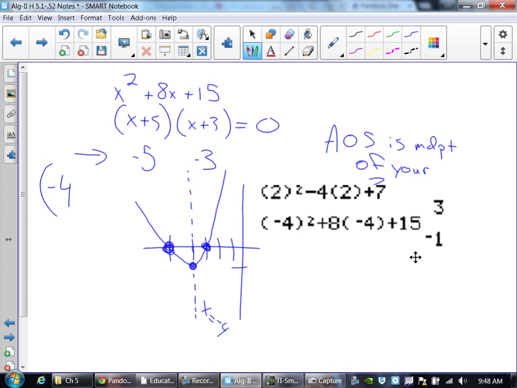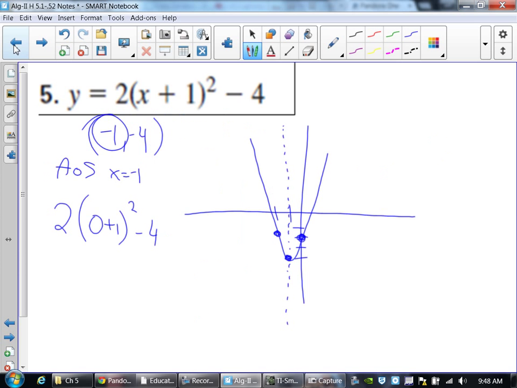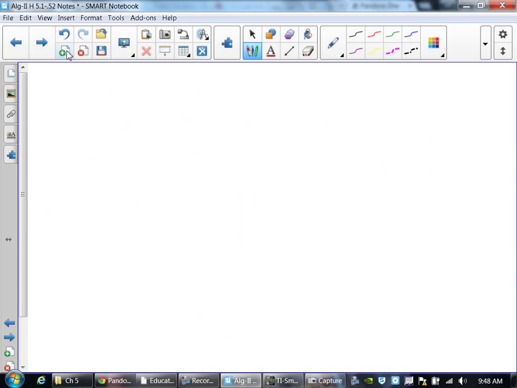So let me show you the official way that they write this out. The official way would be y equals a.